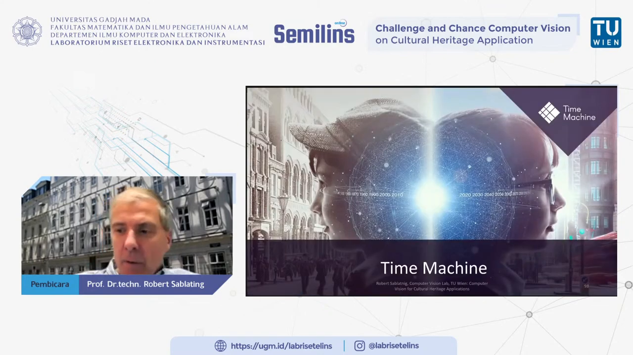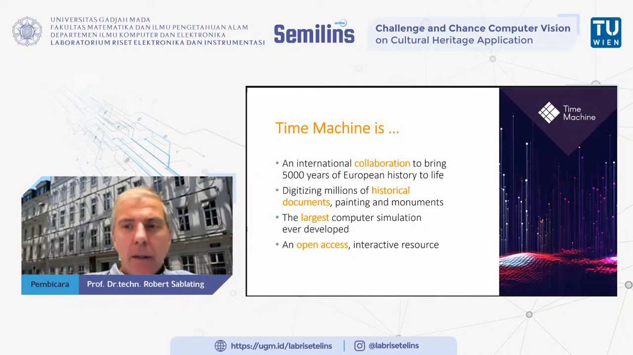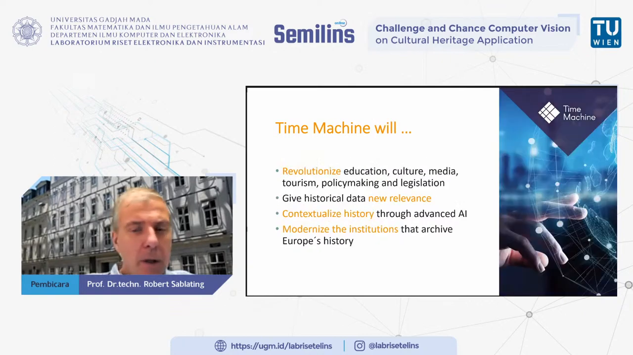Great. And we move on. What else can be done? On a European level, this is one of these attempts, but we even go further with a Time Machine. And the Time Machine is a collaboration that tries to bring 5,000 years of European history to life. It starts with digitizing millions of historical documents, paintings, monuments, and whatever. And the idea is to get a large computer simulation. And of course, it's open access, interactive, and will revolutionize education and so on and so forth. So this is the idea behind the whole thing.